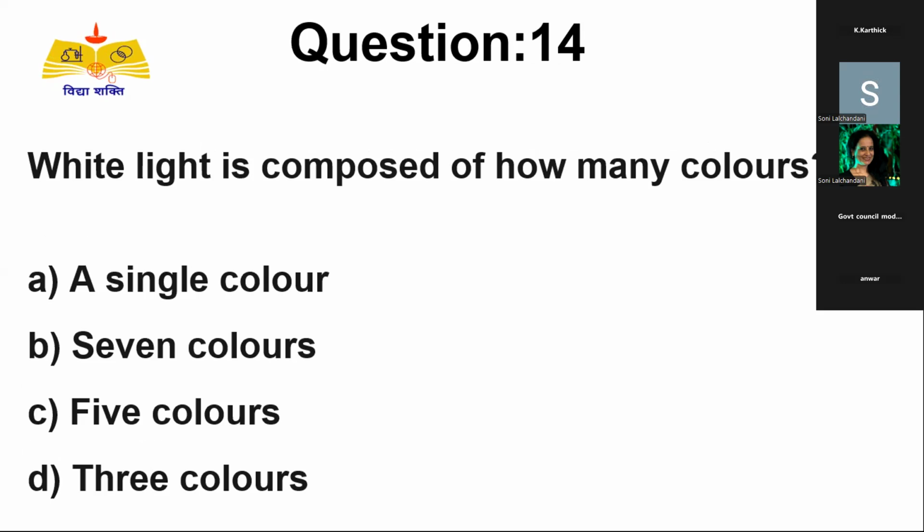Question number 14. White light is composed of how many colors? A, single color, B, 7 colors, C, 5 colors, D, 3 colors. All right, done?